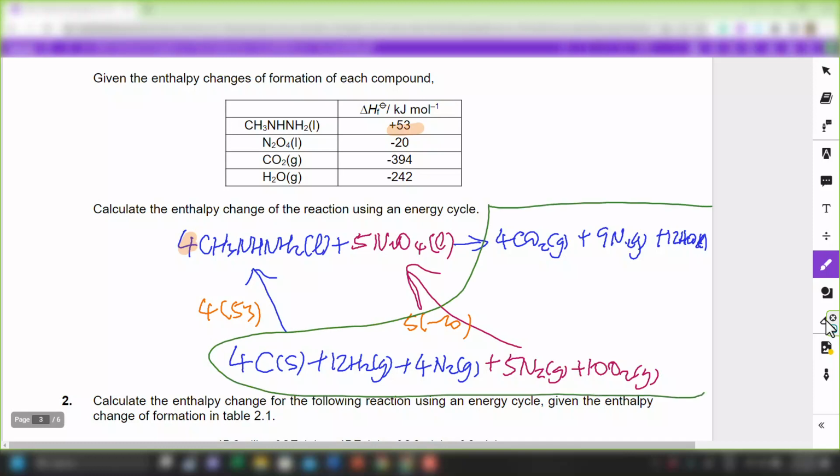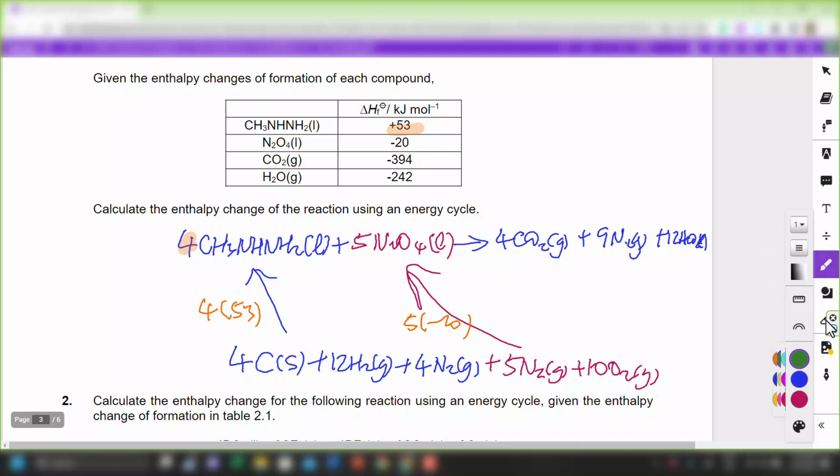What I'm going to do now is close up the loop. Remember that the most important idea of an energy cycle is that the loop must be closed. It must be a closed loop. If you have an open loop, then your cycle is not complete.